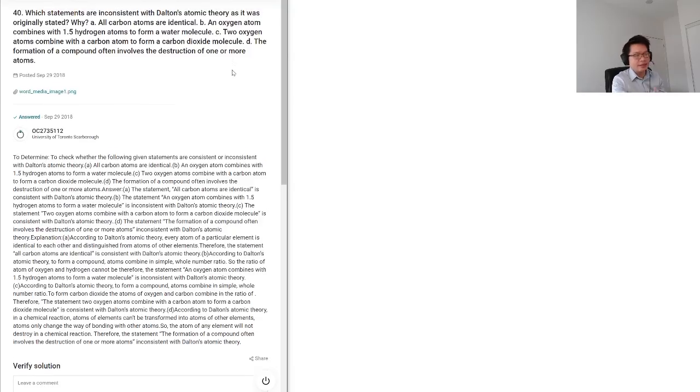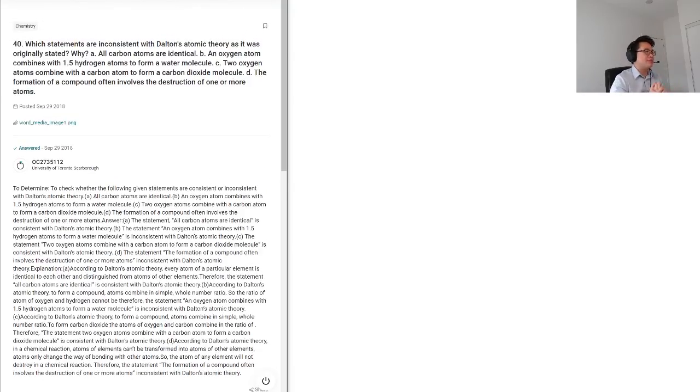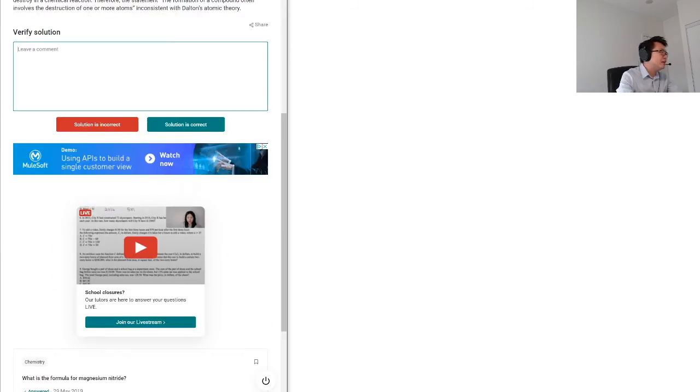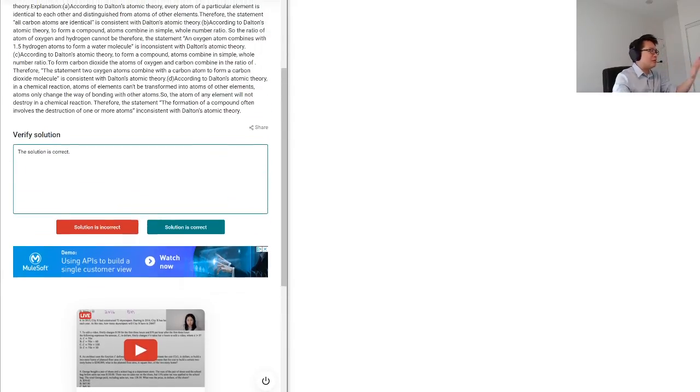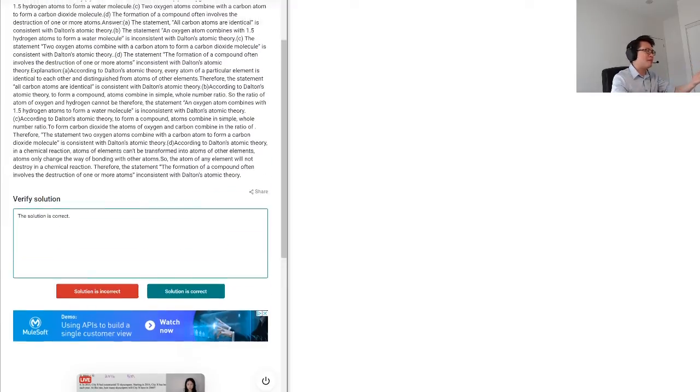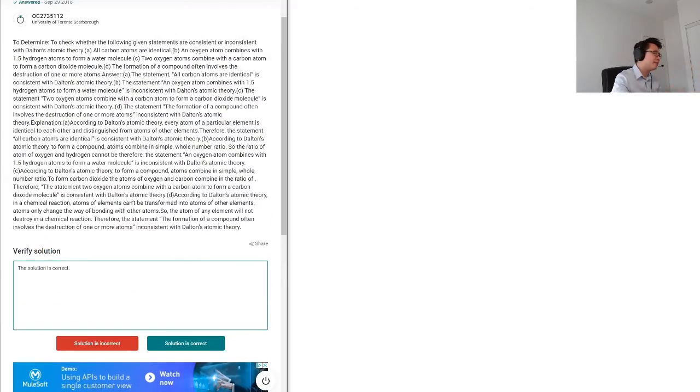They are inconsistent. A will still be consistent because for individual building blocks, if they are the same element, they should be identical. And when we are forming a compound, we must have a whole number of atoms formed together. So only B and D are inconsistent. So yeah, the solution is correct. But it takes a very long paragraph to explain a very simple concept.